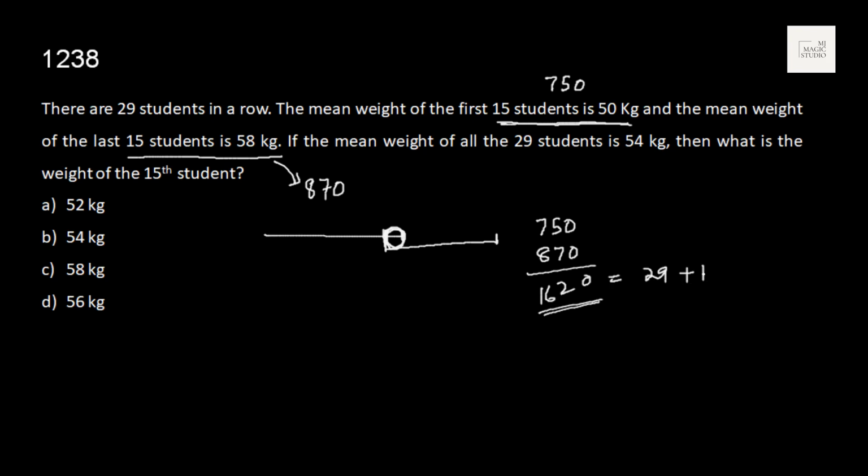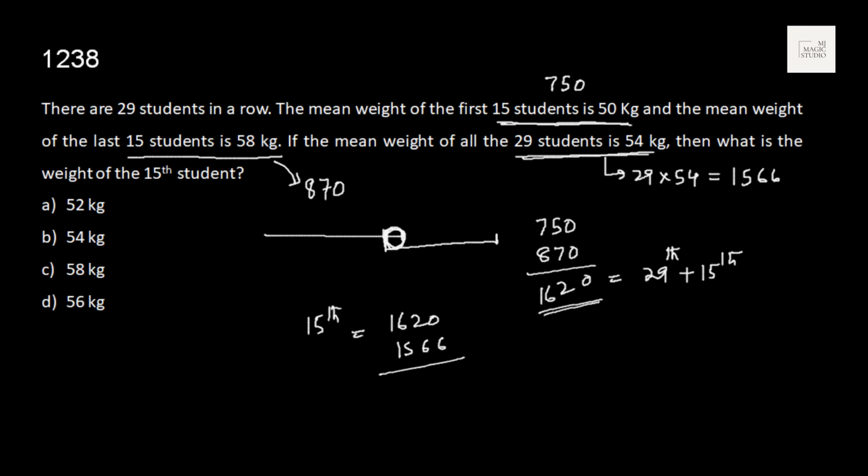1620 is the weight of all 29 plus the extra weight of the 15th student. If the mean weight of all 29 students is 54, then 29 into 54 gives me 1566. So that is the weight of 29. So the weight of the 15th student is 1620 minus 1566, that is 54, and the only option ending with 4 is B. It should be B, 54.